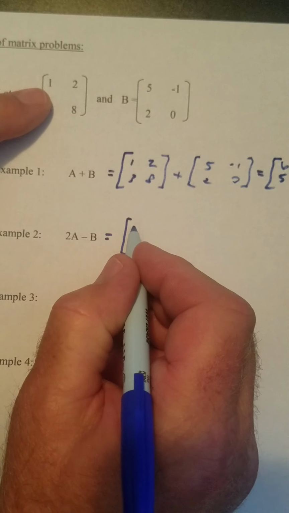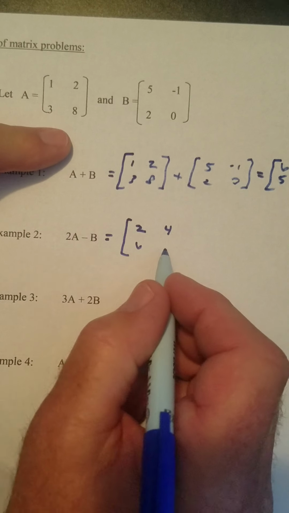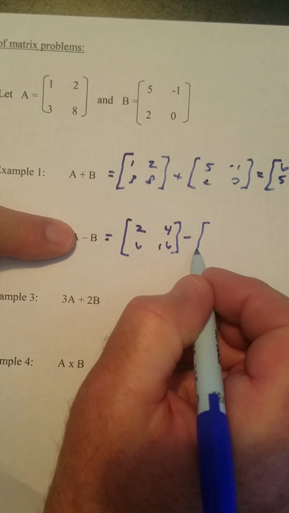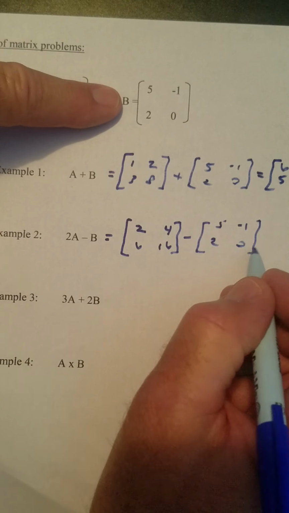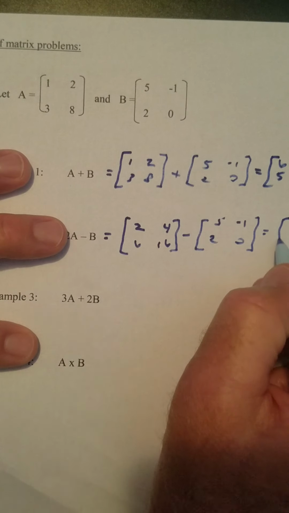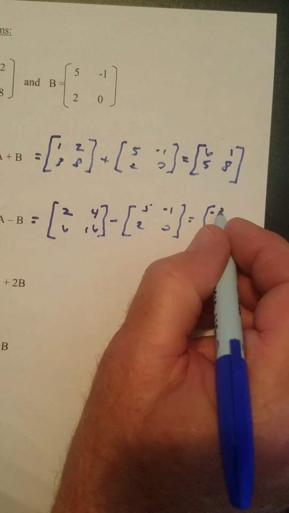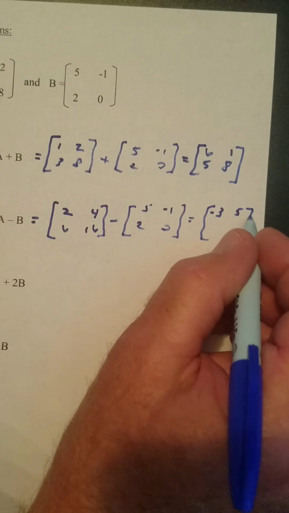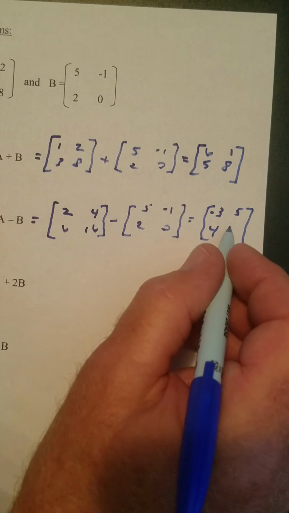So 2 times 1 is 2. 2 times 2 is 4. 2 times 3 is 6. And 2 times 8 is 16. This says subtract whatever B is. And B was up here at 5, negative 1, 2, and 0. So 2 minus 5 is negative 3. 4 minus negative 1, that means 4 plus 1, so that's 5. 6 minus 2 is 4. And 16 minus 0 is 16.